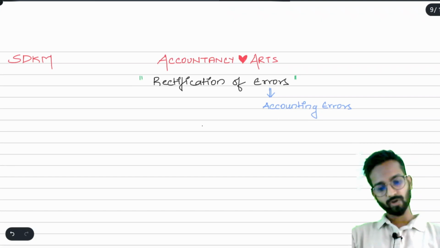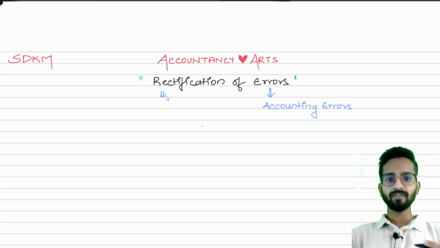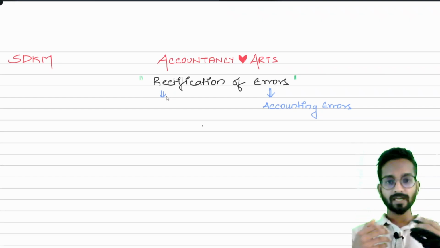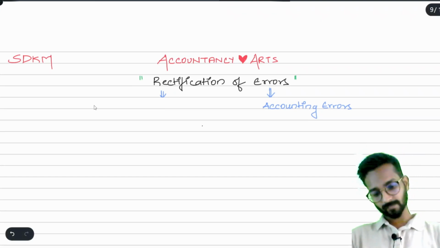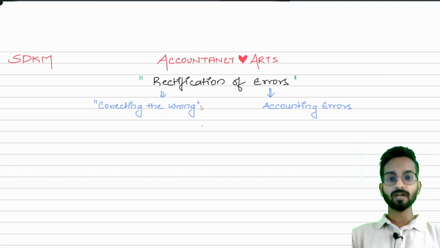Okay. What do you mean by rectification? Rectification basically means when we have done some mistake or when we have written some wrong account name, wrong amounts we have written, we have to correct the wrong. So that's why the word rectification, the word itself means correcting the wrong is called as rectifying. Understood? So I can write here that correcting the wrong accounting error. Understood the statement? Rectification of errors means correcting the wrong accounting errors.